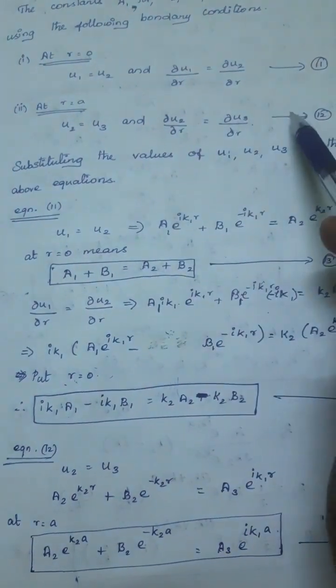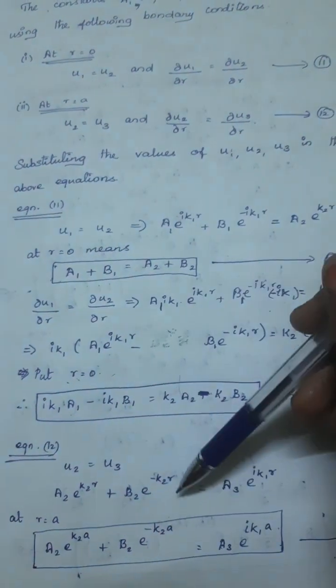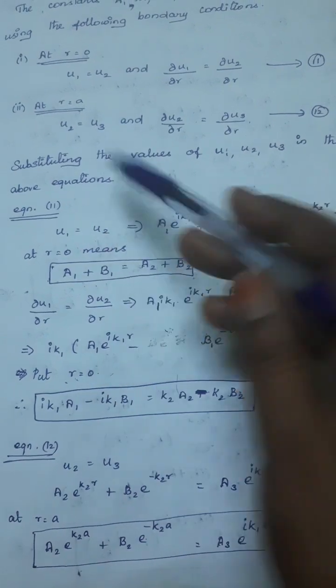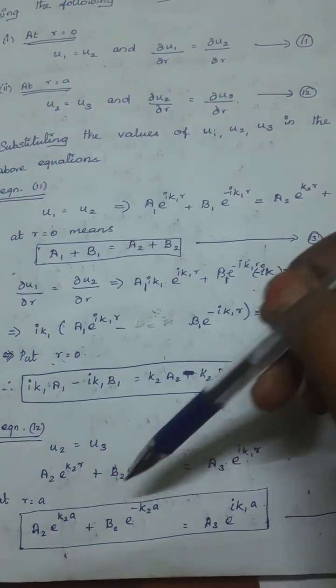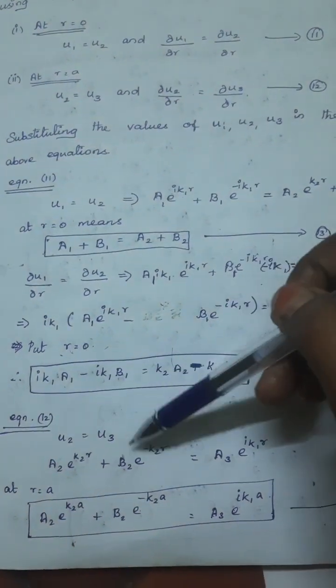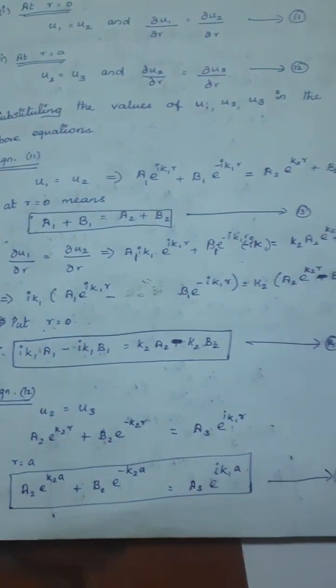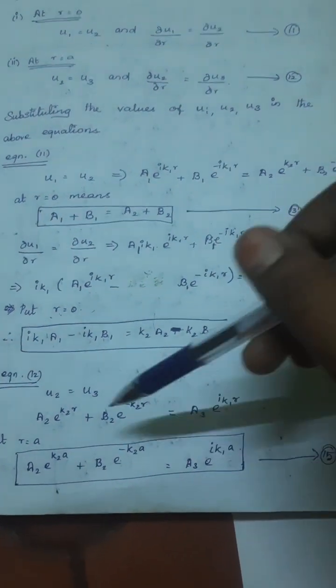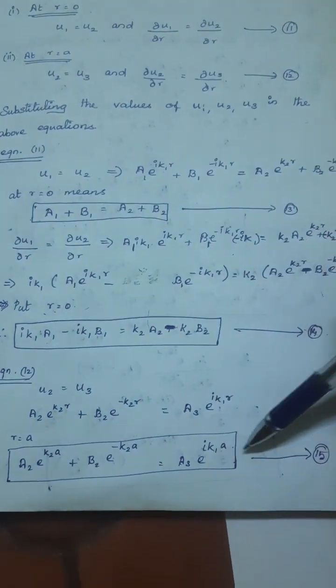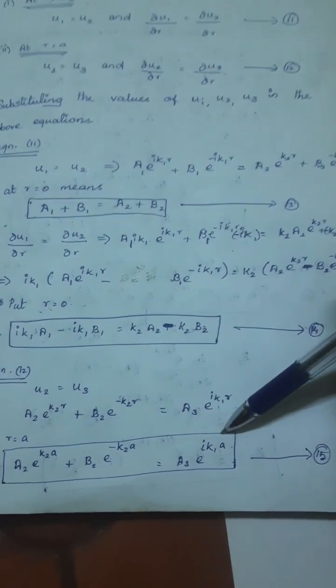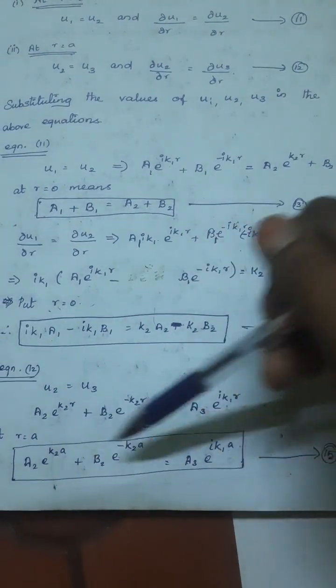Both the equations are substituted, and the value of r equal to a is also substituted, and we get u2 equal to u3, which is equation number 15. So it is the u2 equation, and it is the u3 equation, and the value of r is replaced by a. Okay.